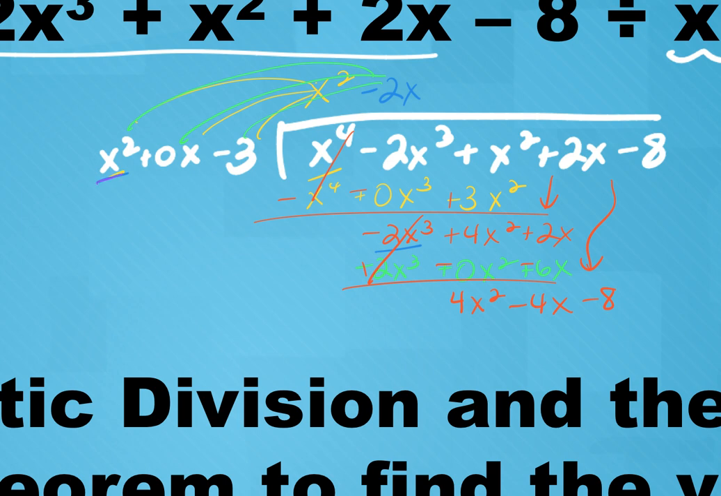Then first into first again, I'd have to multiply by 4. 4 times x squared is 4x squared. 4 times 0x is 0x. And 4 times negative 3, negative 12. And change your signs. Cancels. Negative 4x plus 4 would be the remainder.